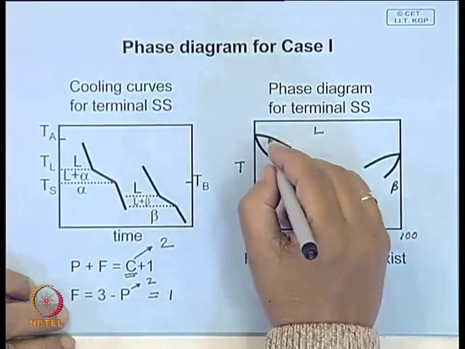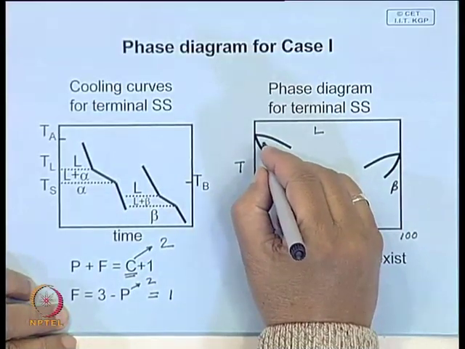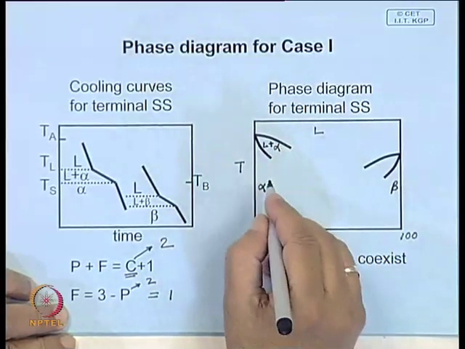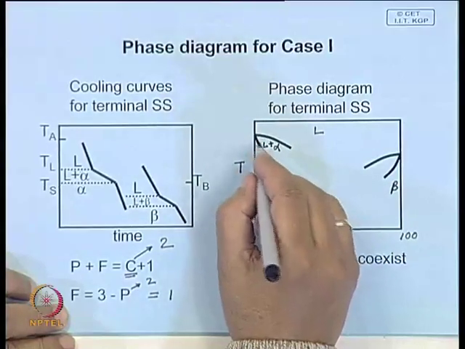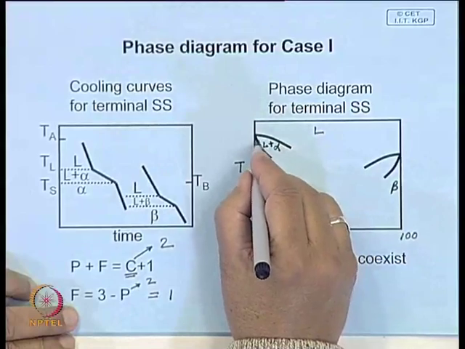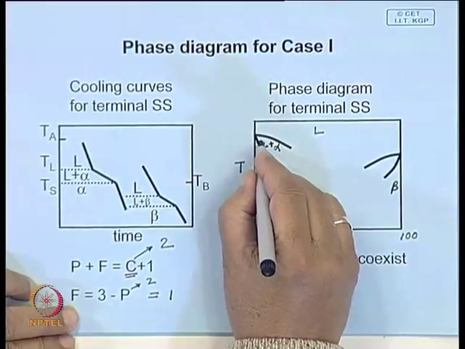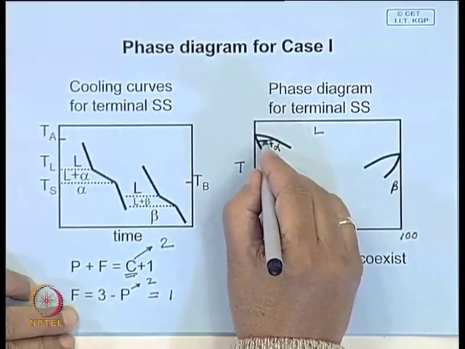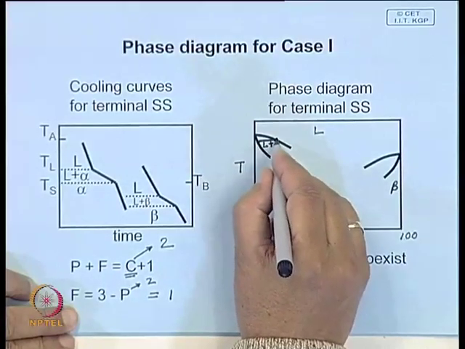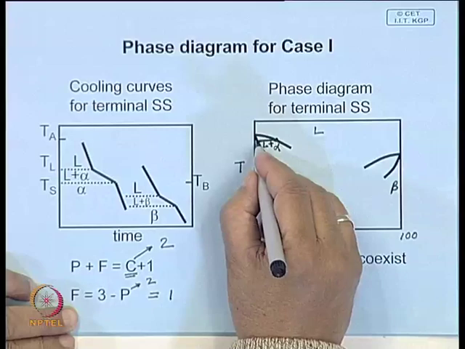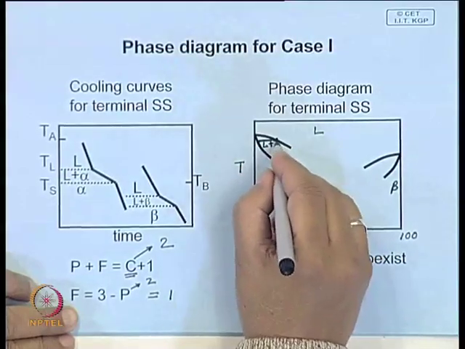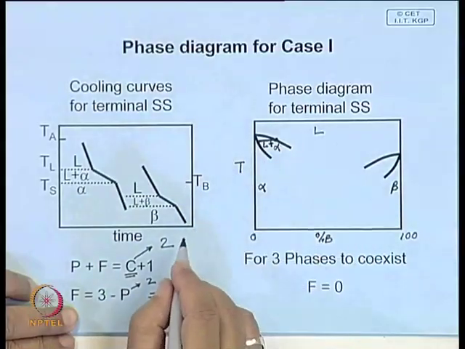So, in this particular case where you have liquid plus alpha coexisting, you can define one of the variables. That means the temperature is variable. If you fix the temperature, then the composition of liquid as well as solid are fixed. This is no longer variable. So, you have 1 degree of freedom.